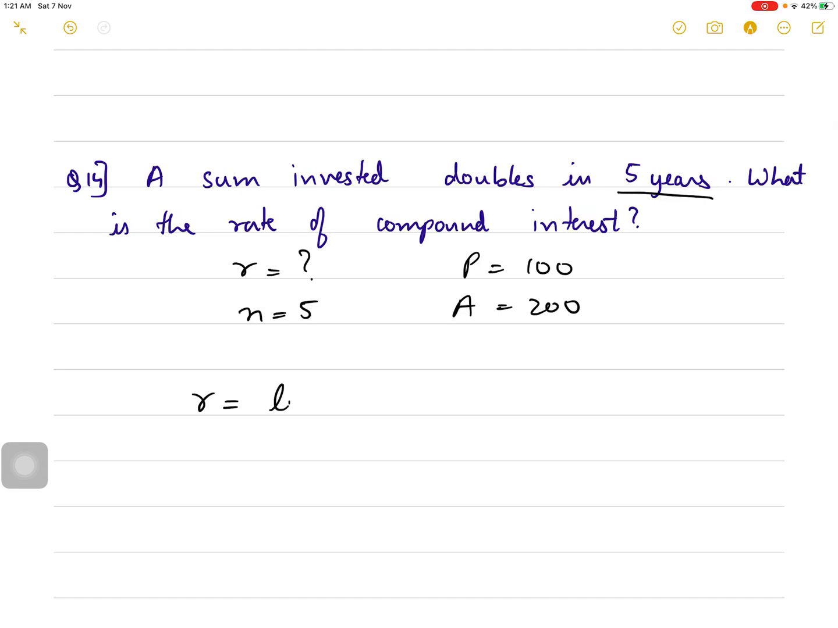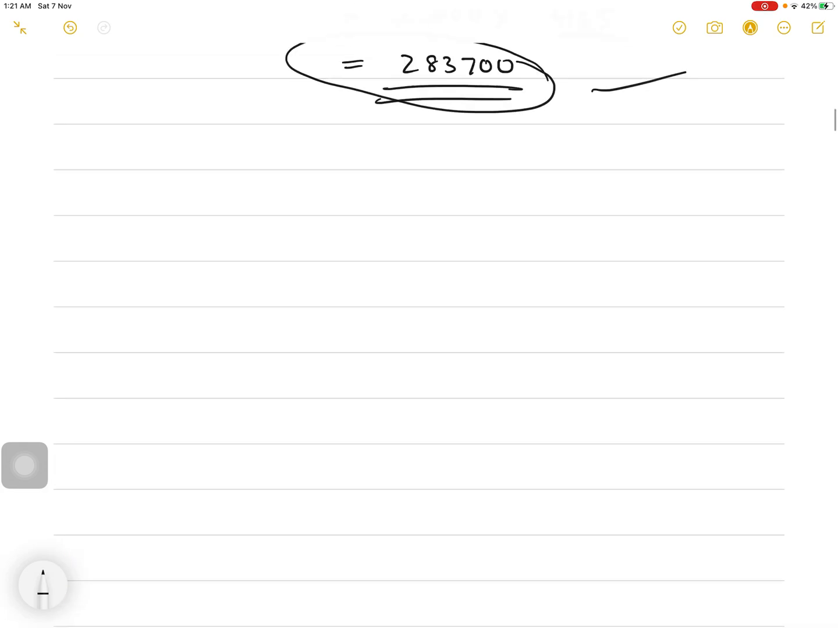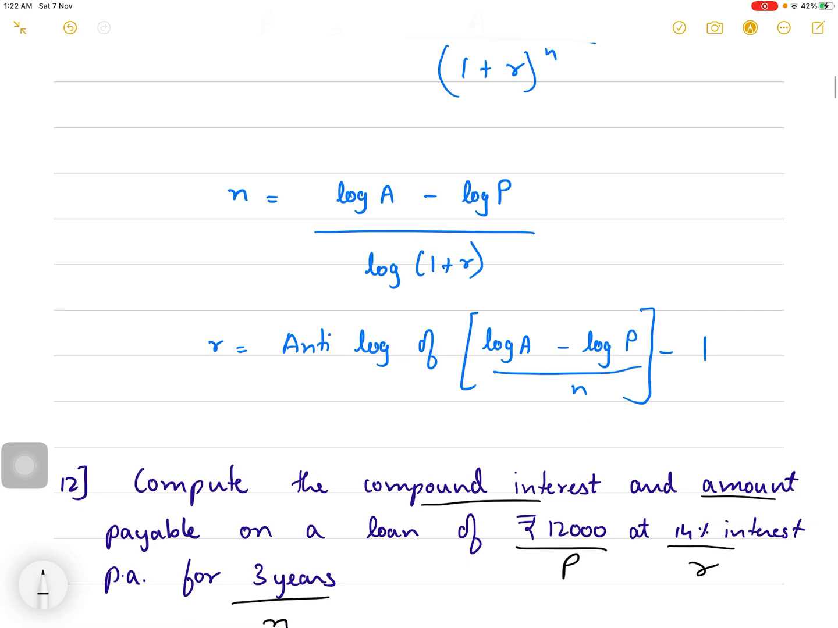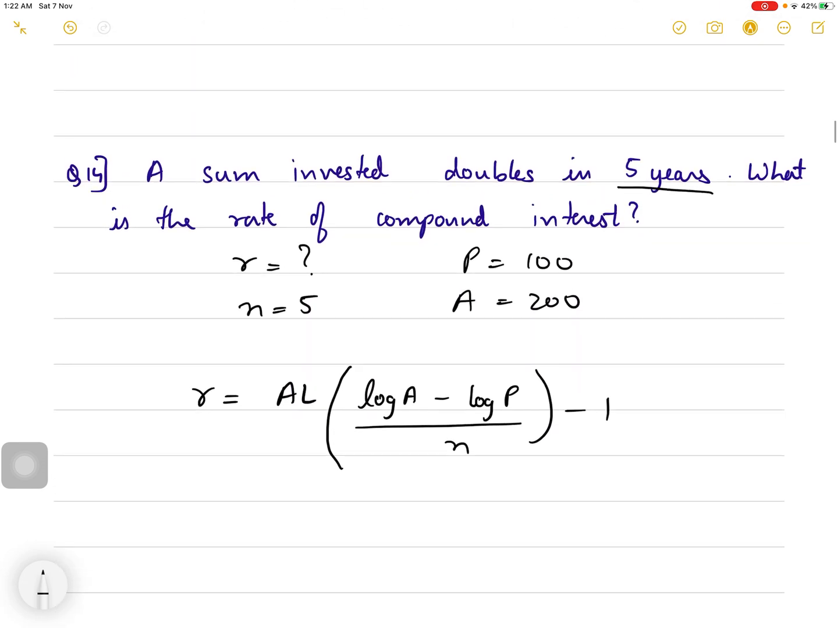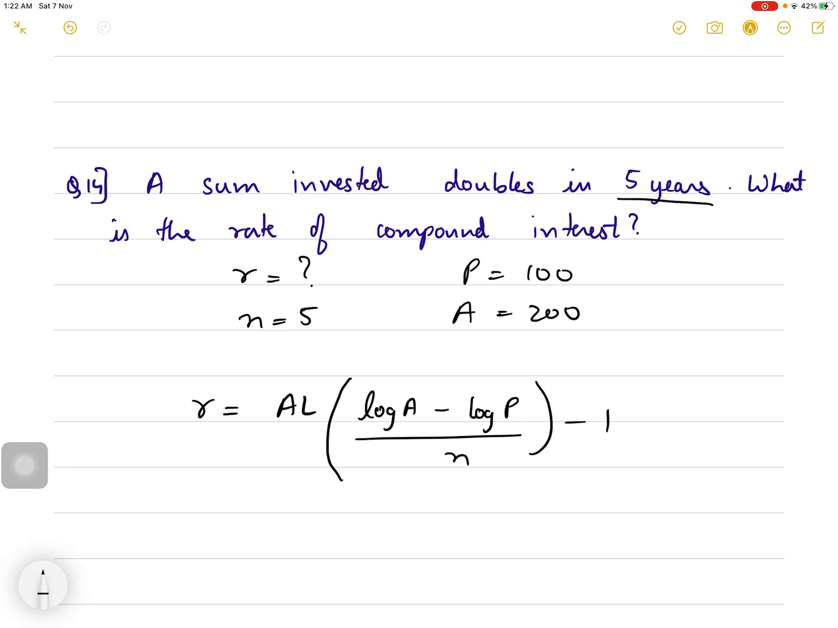R is equal to antilog of (log A minus log P) upon n, minus 1. This is the formula, right? I would like to check the formula once. R is equal to antilog of log A minus log P upon n, minus 1. Yes. Okay, I have written the formula correctly.